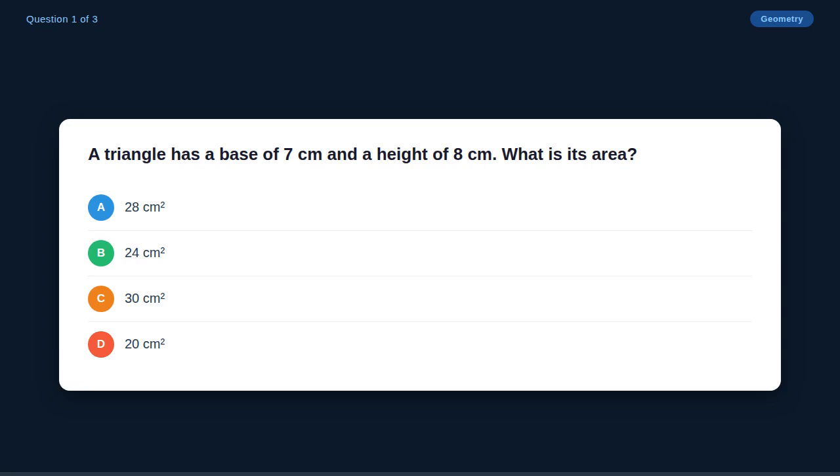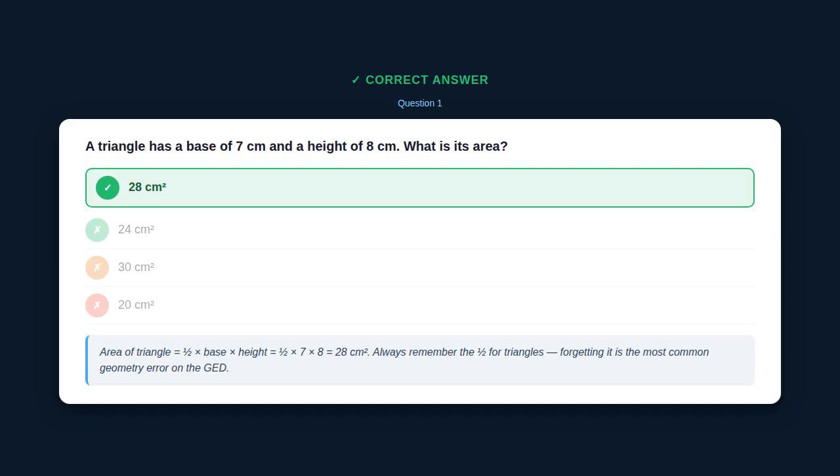Area of triangle equals 1/2 times base times height is equal to 1/2 times 7 times 8 equals 28 square centimeters. Always remember the 1/2 for triangles. Forgetting it is the most common geometry error on the GED.